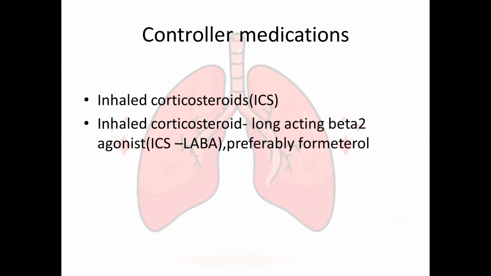So controller medications are also known as the maintenance medications. They are used to control underlying lung inflammation and to prevent future exacerbations or flare-ups. As per GINA, you can have an inhaled corticosteroid, that is ICS, or a combination of an ICS and a long-acting beta-2 agonist as controllers, an ICS or a combination of ICS-LABA.